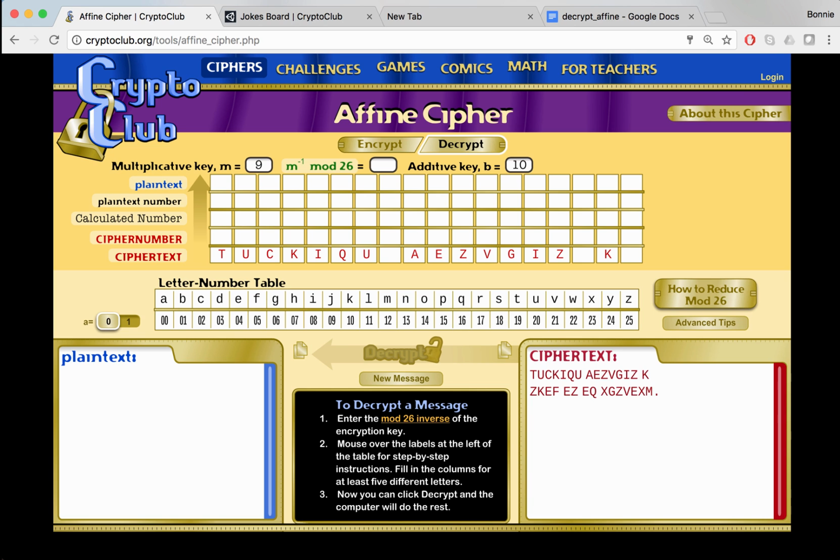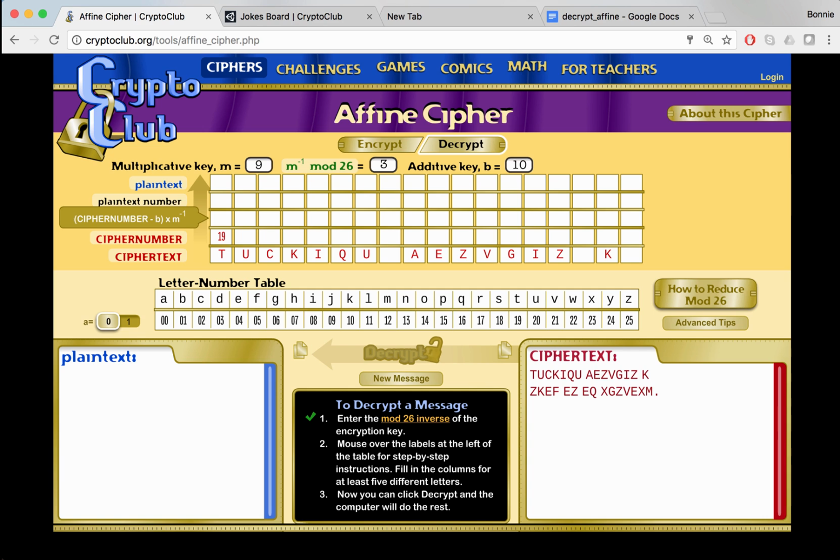The tool requests that we type the inverse of 9 into this box. So remembering that the inverse of 9 is 3, we type a 3. The first ciphertext letter to decrypt is the T. And first we must change that to a number. So T is 19.